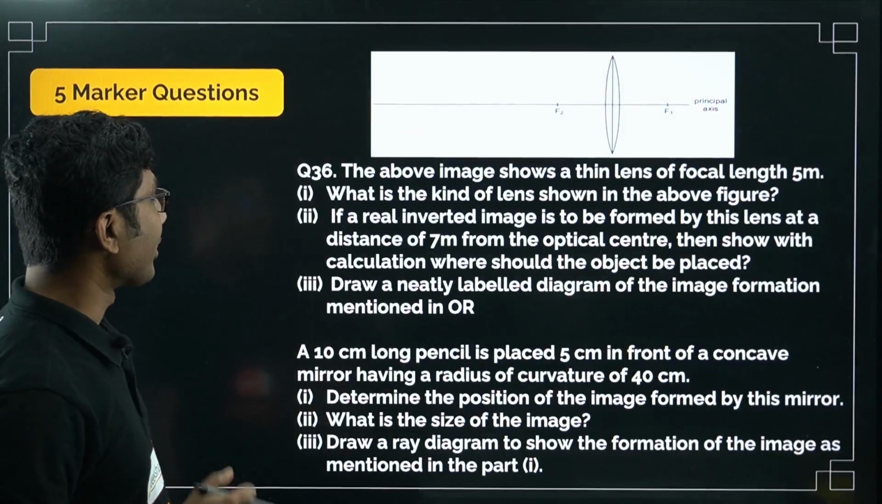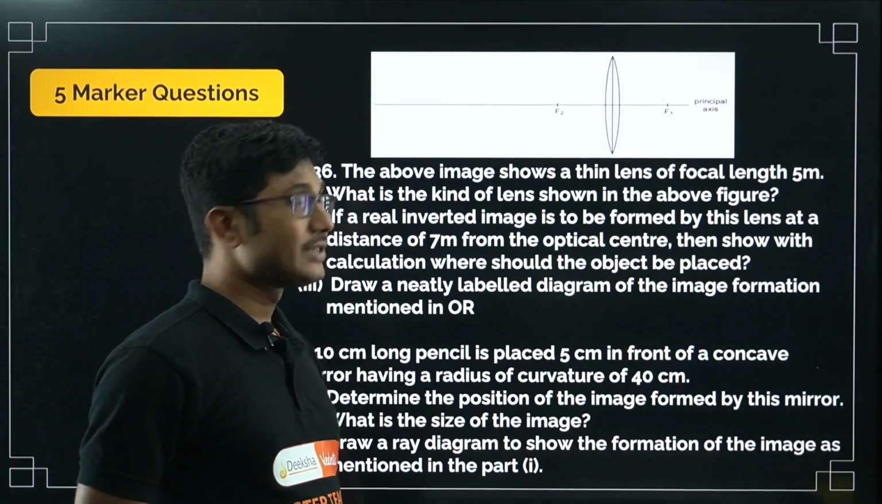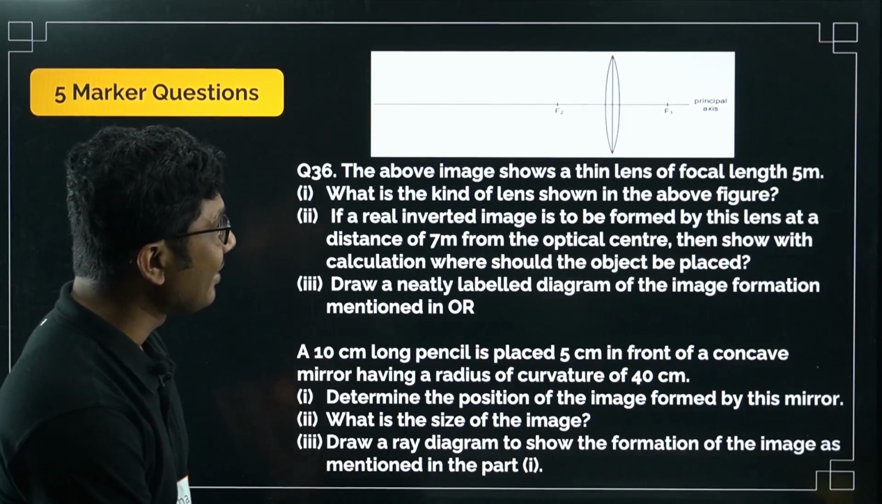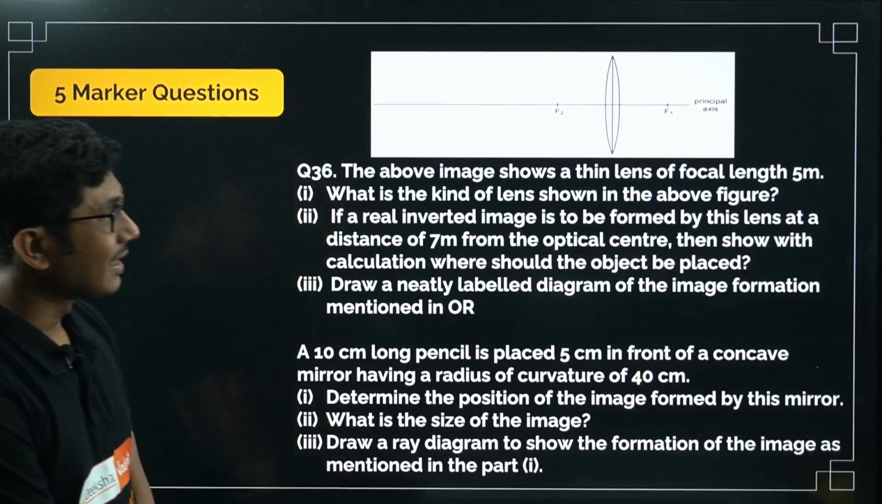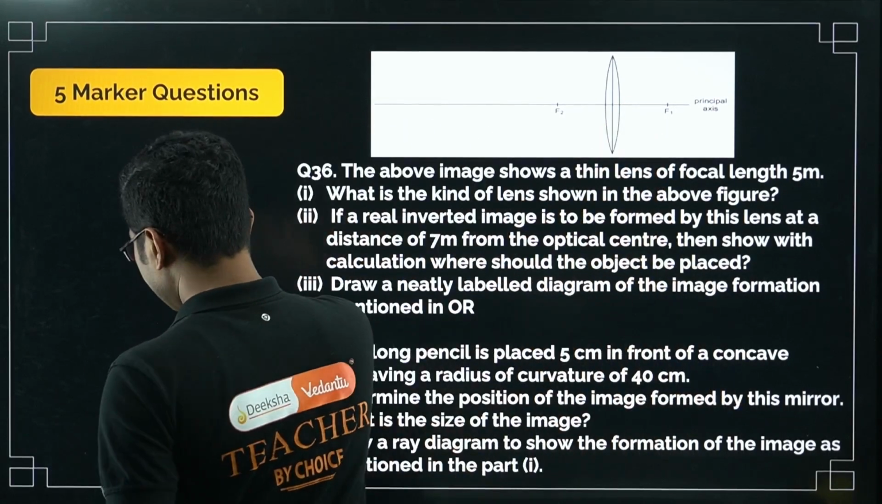Now we are into the important zone, and this 5-marker question came from the chapter Optics. So let's see. The above image shows a thin lens of focal length 5 meter. What is the kind of lens shown in the above figure? What type of lens is it?